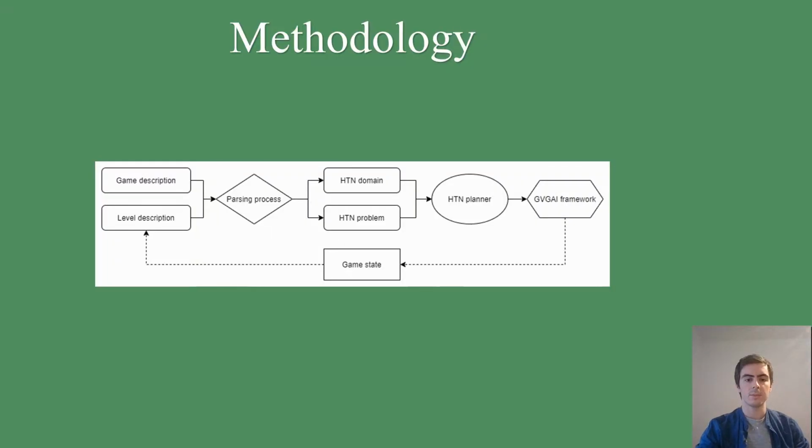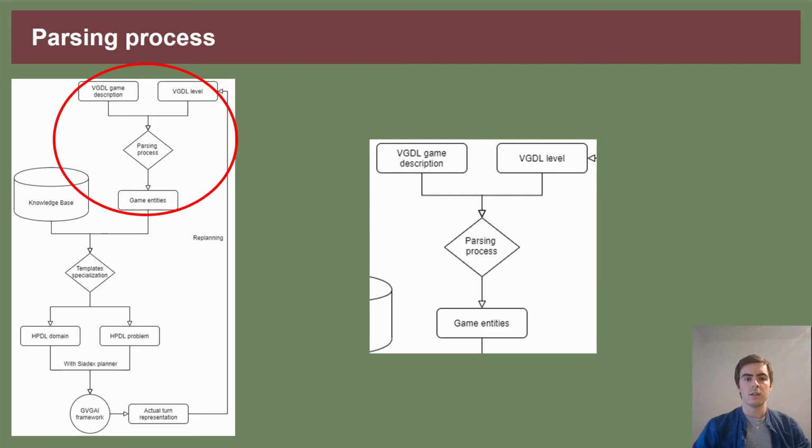Now, the methodology we developed proposes a knowledge-based process to automatically generate HPDL domains and problems from the VGDL game and level description, representing the dynamics of the games. With these domains, a human designer can easily include an agent strategy capable of solving objectives in those games. The methodology is structured in three parts.